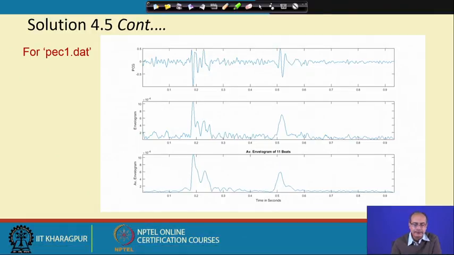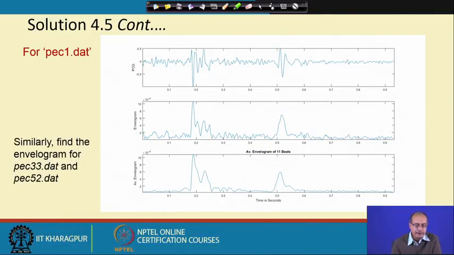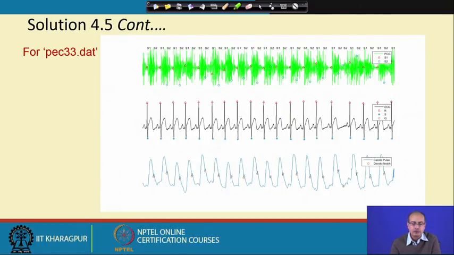Now, let us look at the next point, where in a similar way we work with PEC33 and PEC52 dot dat. So, for the PEC33 dot dat, again we start from the beginning, where we need to find the R wave from the ECG signal. We have marked them with the triangle, and from there we have taken the location of the S1 point, and next we have taken the carotid pulse and got the location of the dicrotic notch.